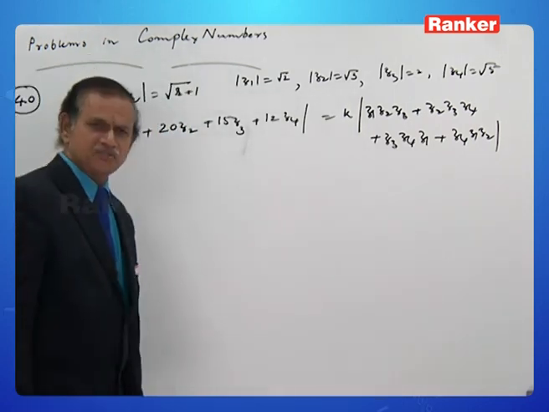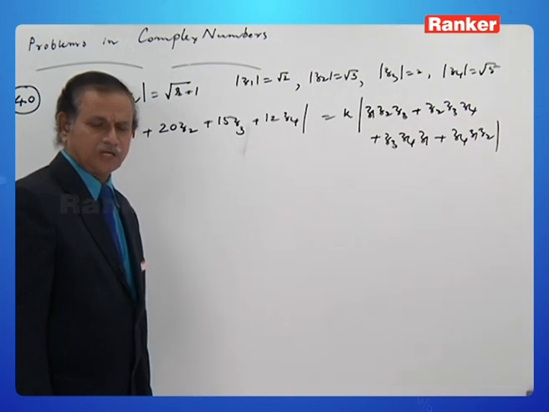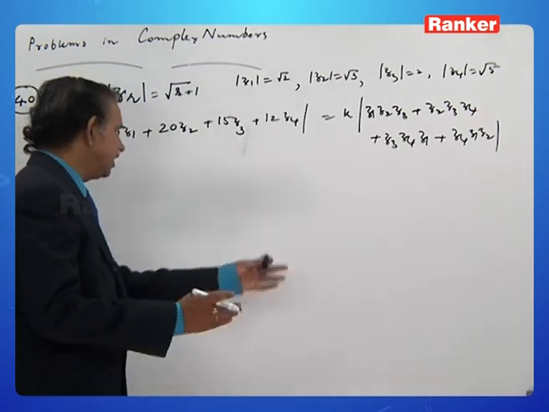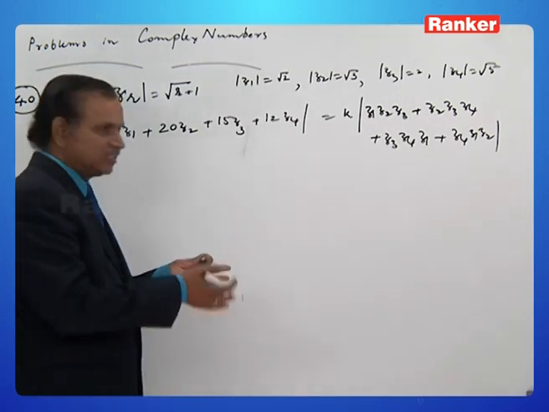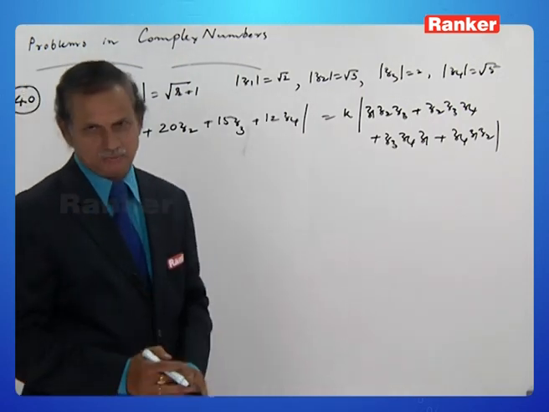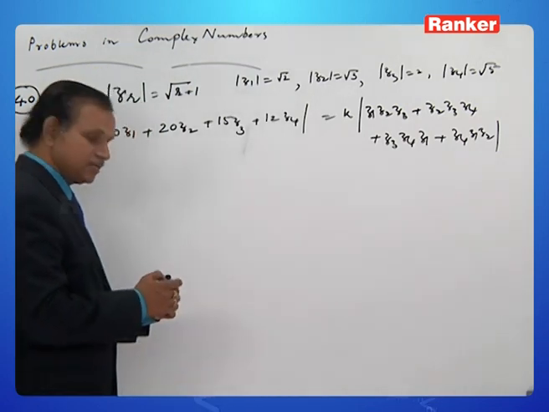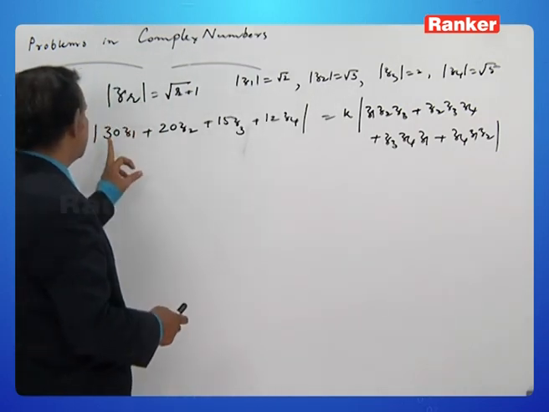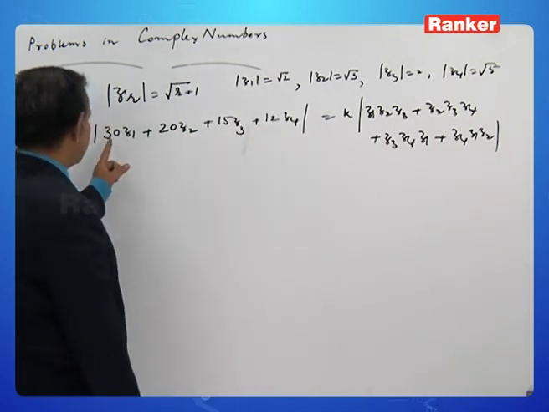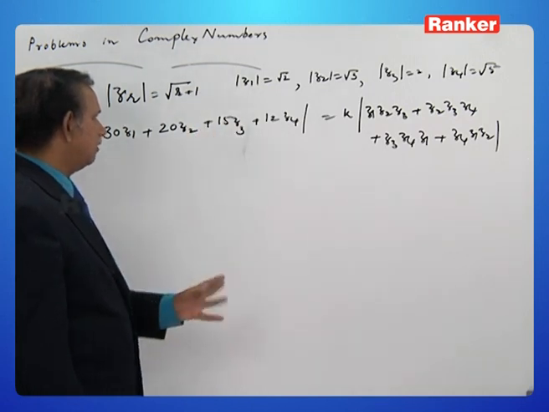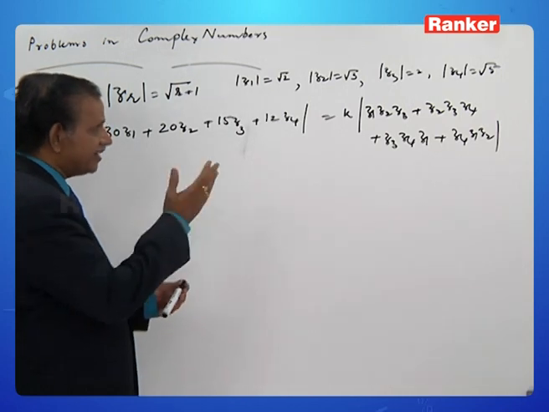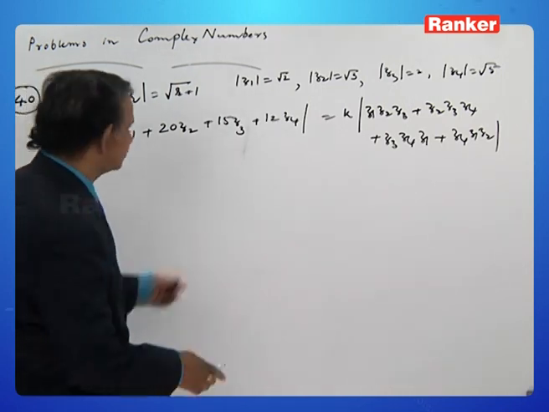So we want to obtain K. So we try to eliminate the quantities lying this side and that side beside K as conveniently as possible. Now for that, let me see one thing. What is the LCM of 30, 20, 15 and 12? It is 60. I like to divide it with 60. What happens?